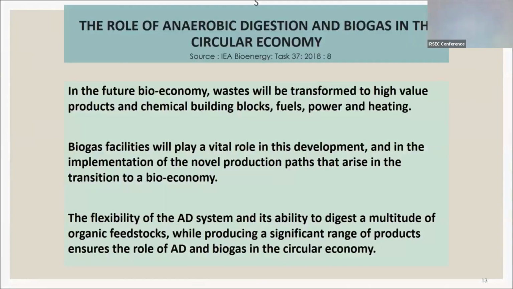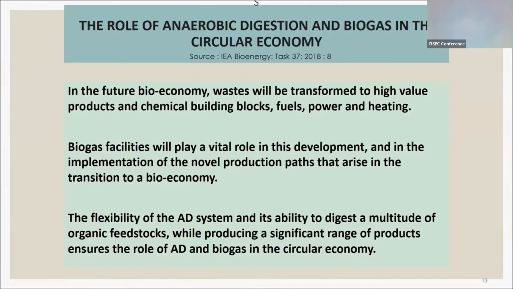As conclusion, the role of anaerobic digestion and biogas in the circular economy. In the future, bioeconomy waste will be transformed to high-value product and chemical building blocks, fuel, power, and heating. Biogas facilities will play a vital role in this development and in the implementation of novel production paths that arise in the transition to bioeconomy.